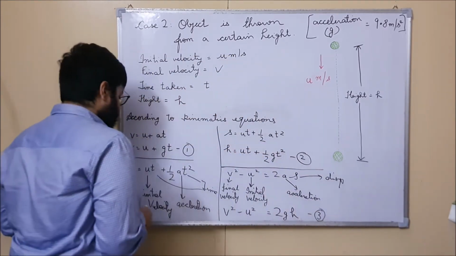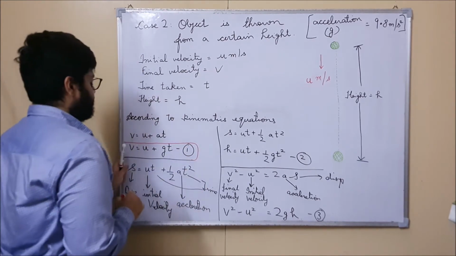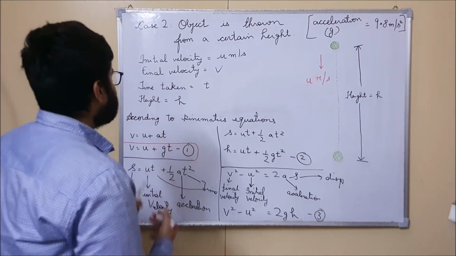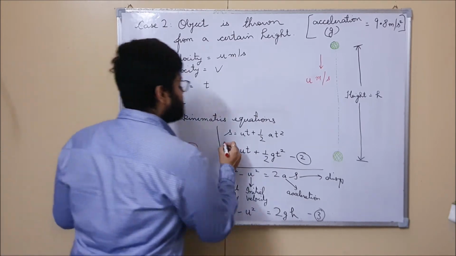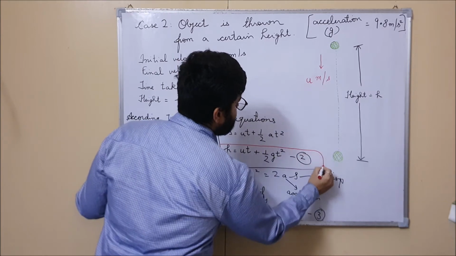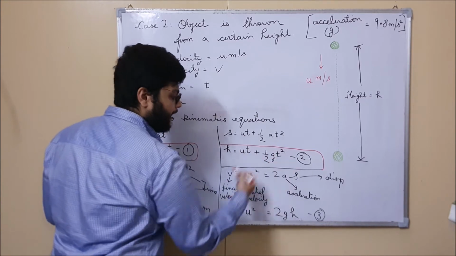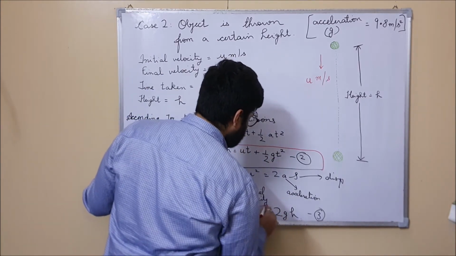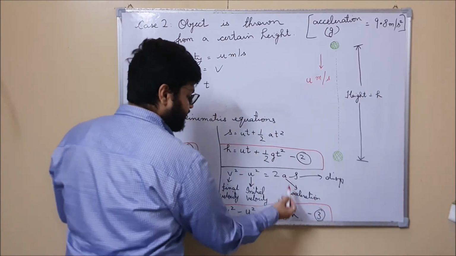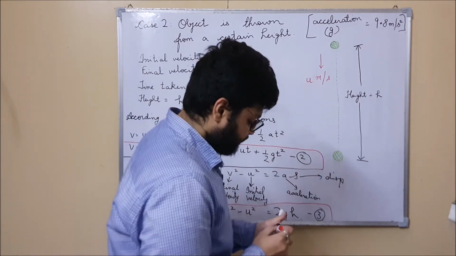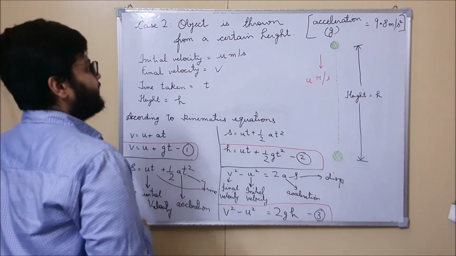So our first equation, v is equals to u plus gt, gives the relation between initial velocity, final velocity, and the time. This second equation gives the relation between height, initial velocity, and time. And equation number 3 gives the relation between final velocity, initial velocity, and the height h. So this is our case number 2, that is object is thrown from a certain height.